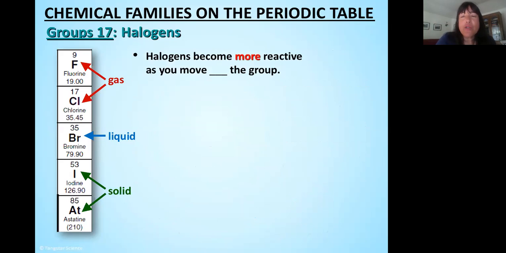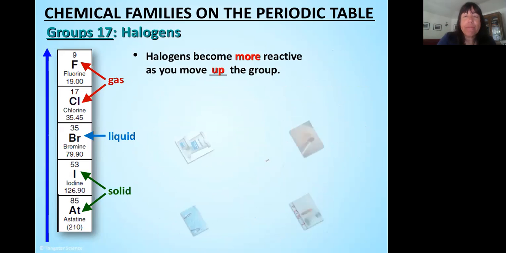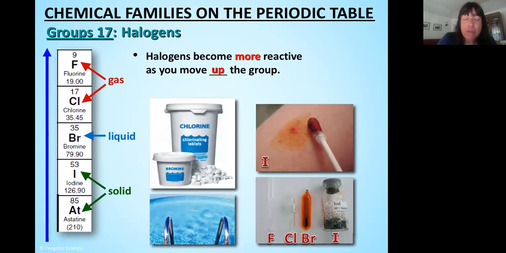All right, so halogens become more reactive as you move, surprise, up a group. Here are some examples of where we see halogens. We can see chlorine and bromine are used in pools. Iodine, maybe you use that on your skin to sanitize.